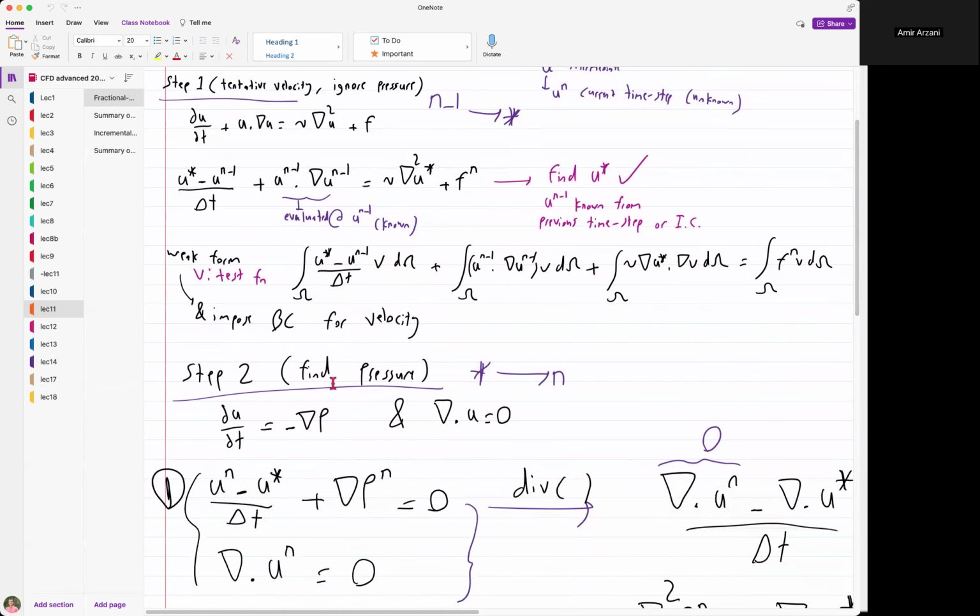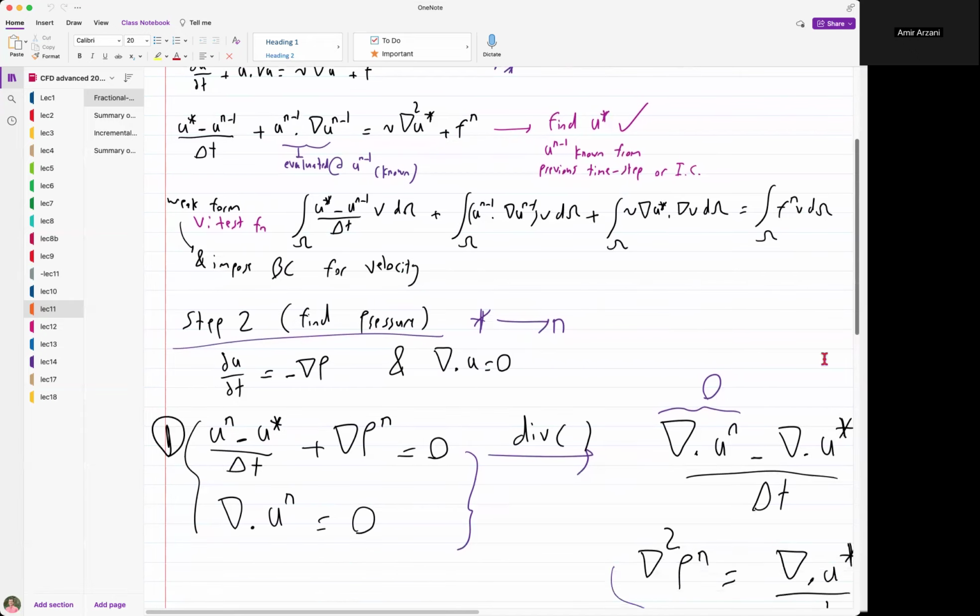In step 2, we basically go back to the momentum equation. This time, we only keep the pressure, which we previously ignored. So this is what the Navier-Stokes momentum equation becomes. And we also keep an eye on the continuity equation because we know pressure is tightly connected with incompressibility. And we march from step star, which is our tentative step, to the actual time step that we want to find, which is time step n.